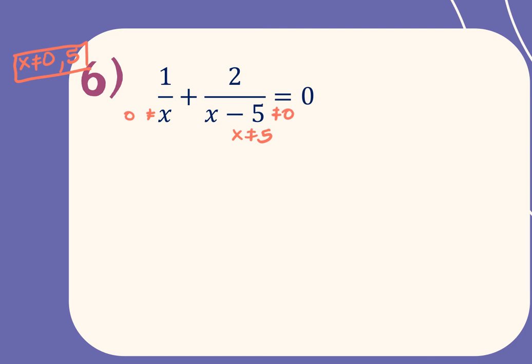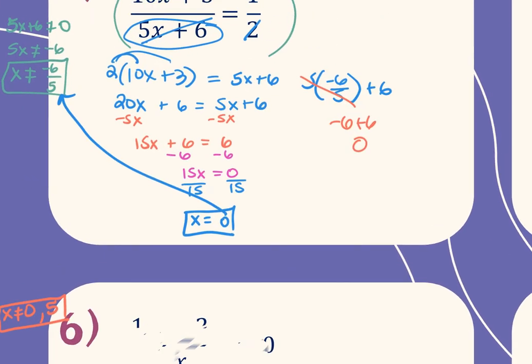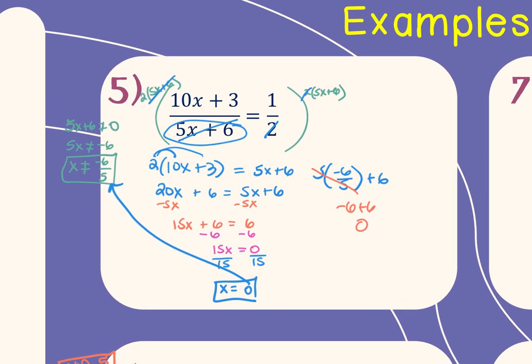So step 1 is figure out what it can't be by setting your denominator not equal to 0. Then go back and solve this. I have two options. I said it before, but we didn't work it out on the last one: I could have also just cross multiplied here. I could have done 2 times 10x plus 3, and then 1 times 5x plus 6, and I would have gotten the same answer. So if there's only one fraction on either side of the equal sign, you could have also just cross multiplied.